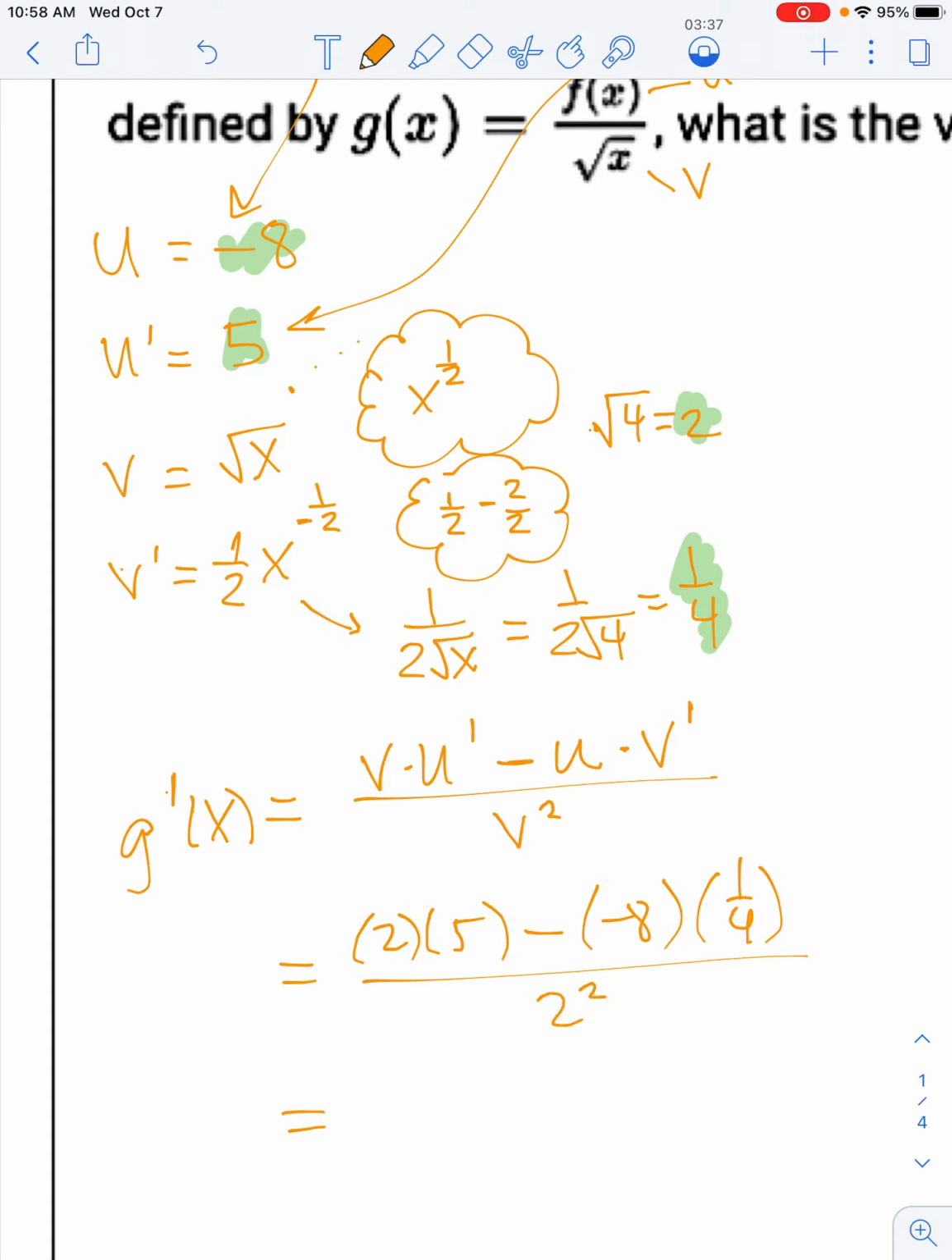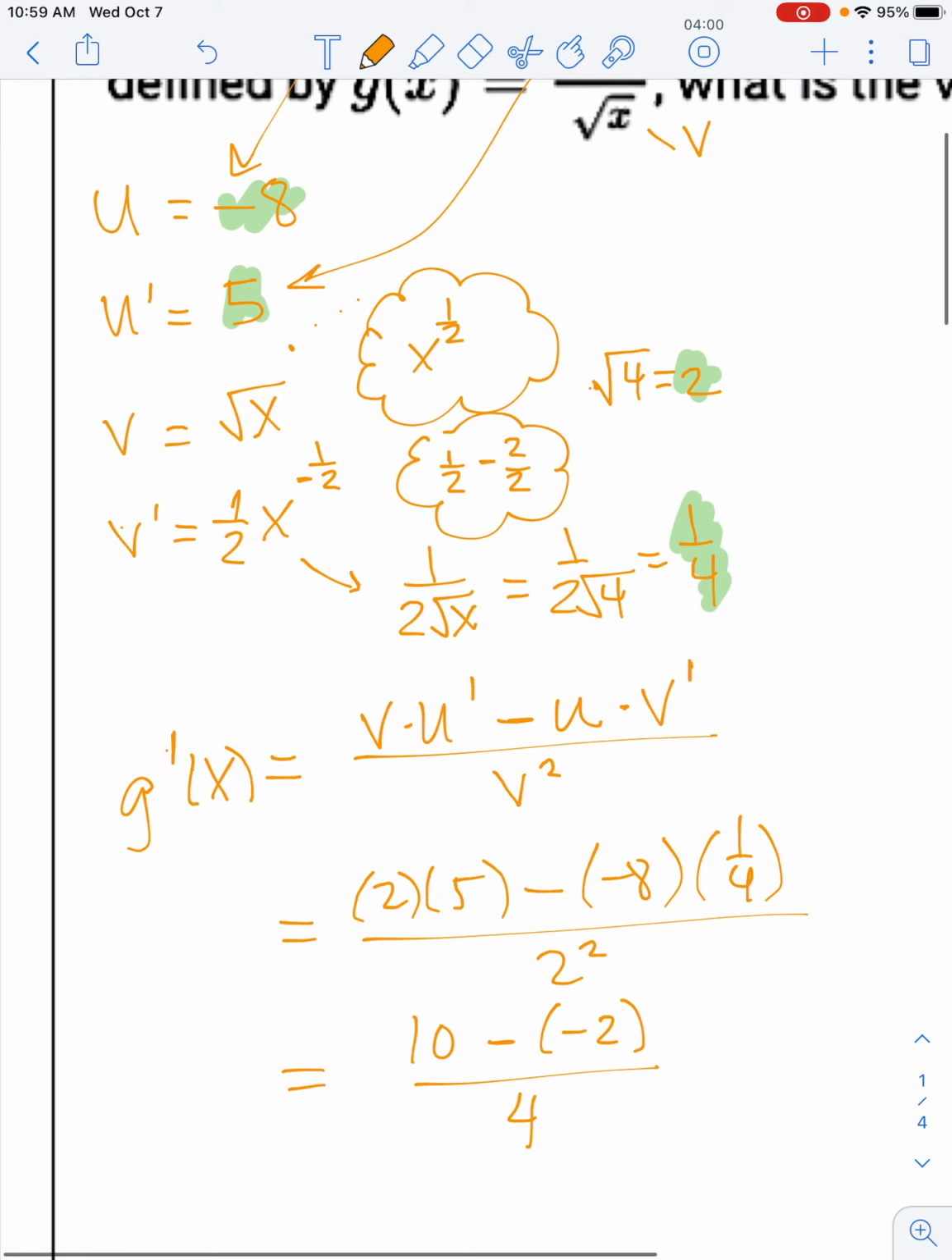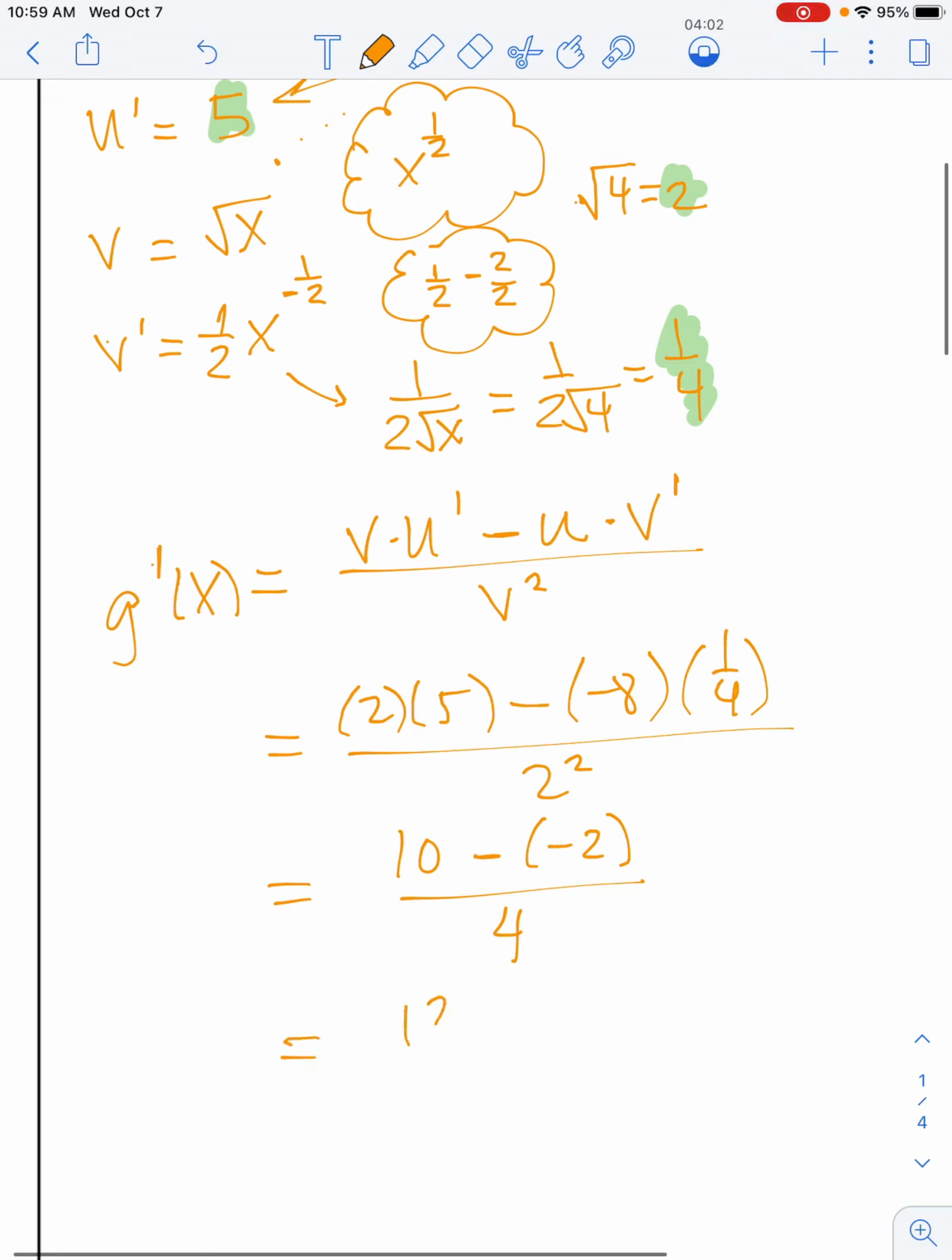So going back to that definition makes that quotient a lot easier to get the answer to. So what do we have here? We've got 10 minus a -2 over 4, right? And that ends up being 12 over 4, which is 3.